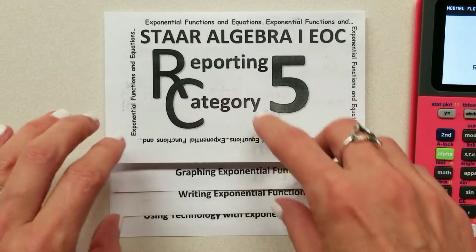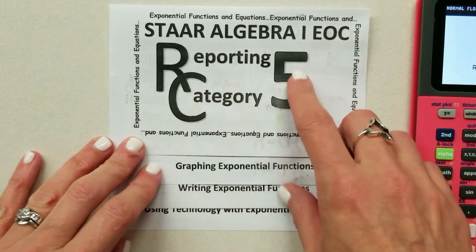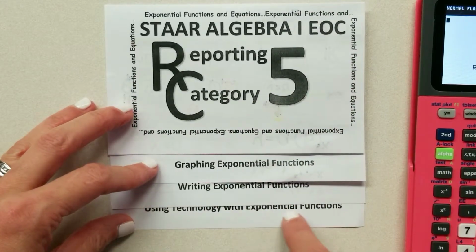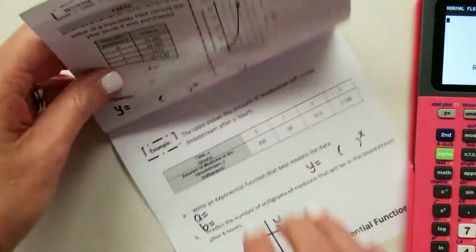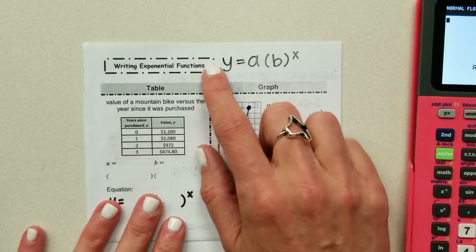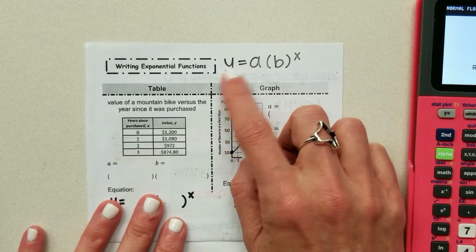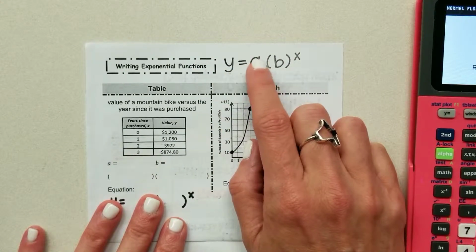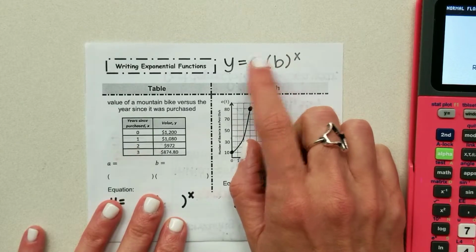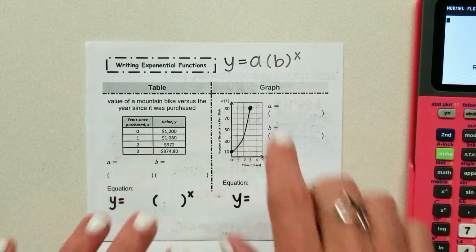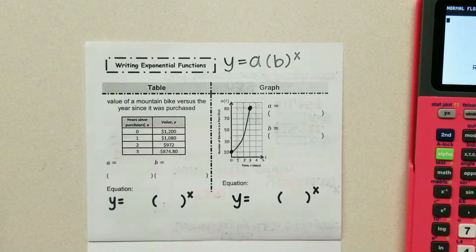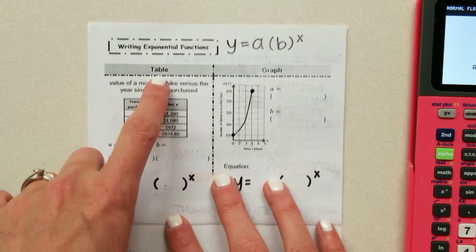Okay, so the final thing we're going to review for category 5 on exponentials is using technology with exponential functions. So remember, when you are writing or putting information into an exponential function, it's going to be y equals a times the value of b to the power of x. A is your initial value. B is going to be your growth or decay factor, depending on if you are increasing or decreasing by a percentage.